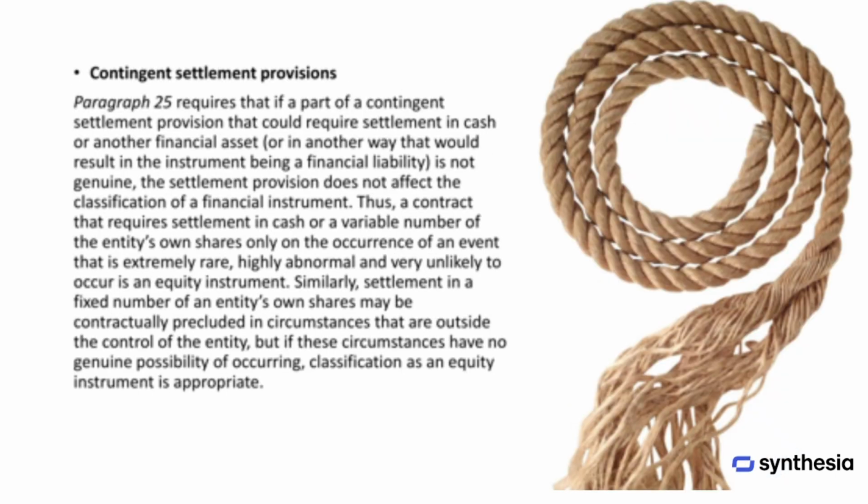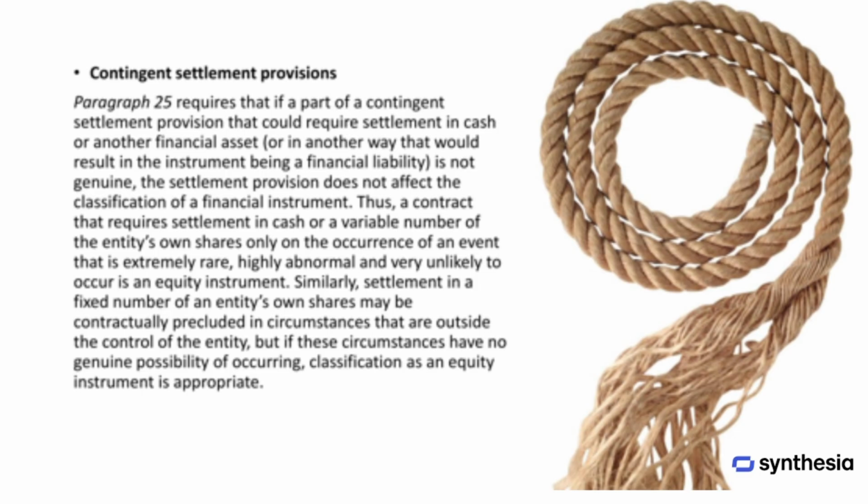Contingent settlement provisions are treated in a specific way. Paragraph 25 states that if a part of a contingent settlement provision could require settlement in cash or another financial asset, or in another way that would make the instrument a financial liability, but that part is not genuine, it does not affect how the instrument is classified.